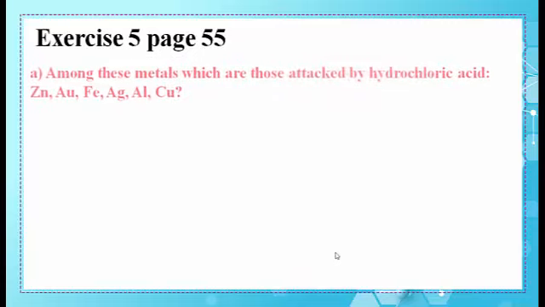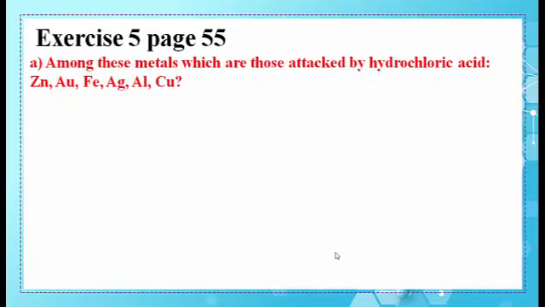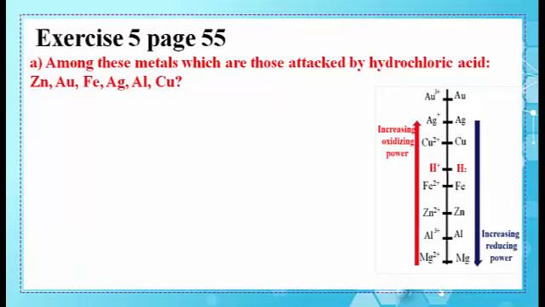Now, we will solve exercise 5, page 55 in your chemistry book. Part A says, among these metals, which are those attacked by hydrochloric acid? The metals are Zn, zinc, Au, gold, Fe, iron, Ag, silver, Al, aluminum, and Cu, copper. Look at this axis of electrochemical classification of the redox couples of these metals and the redox couple H+/H2.